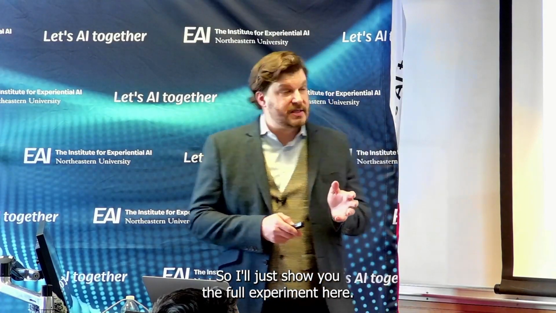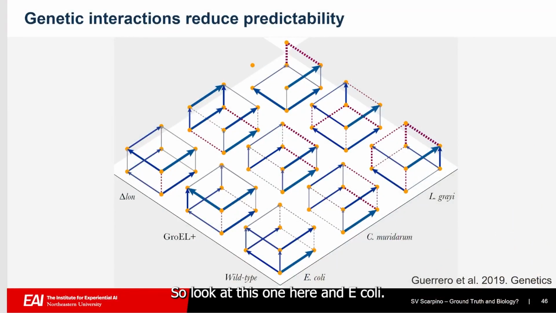So I'll just show you the full experiment here. So look at this one here. In E. coli, this is the best mutation in this genome background.